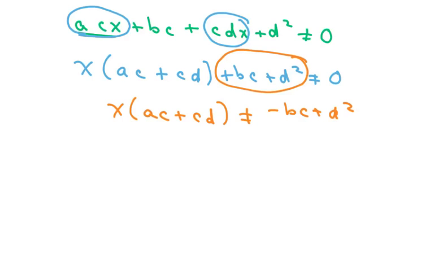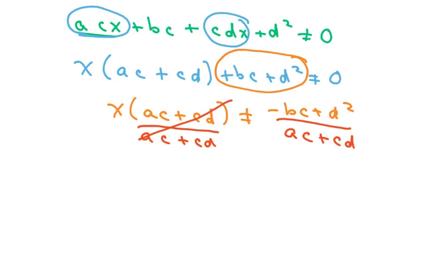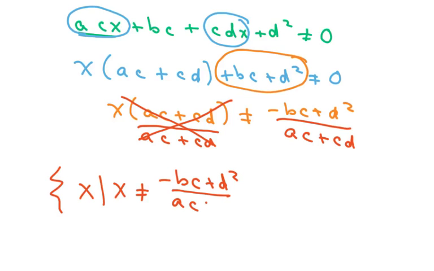And then I'm going to also divide both sides by ac plus cd. So this will cancel, and we have for our domain that x is all real numbers, but x cannot be negative bc plus d squared over ac plus cd. At the same time, we already had that x cannot be negative d over c. So, there you go.